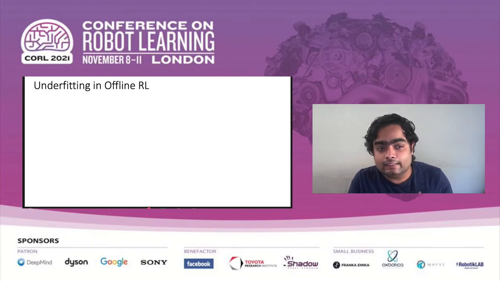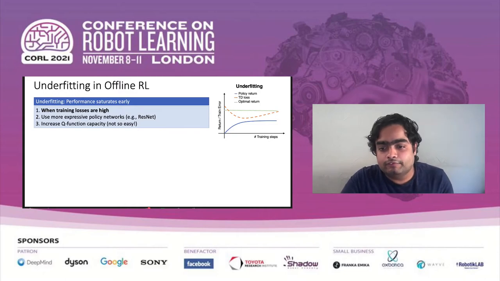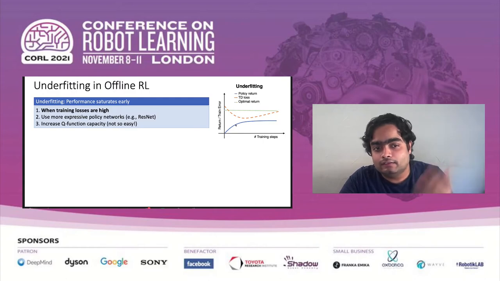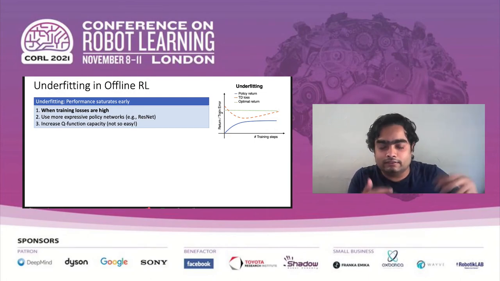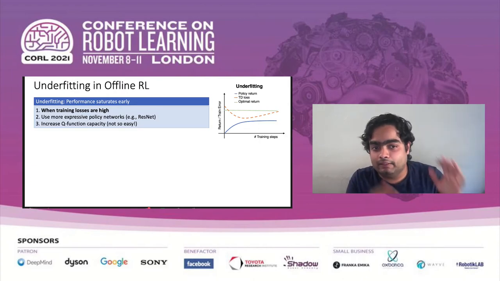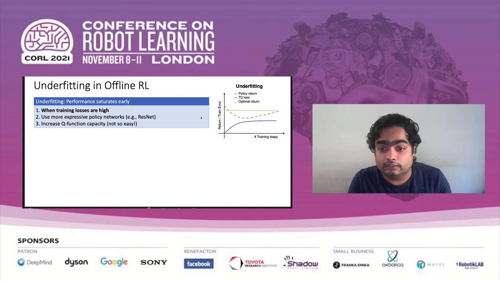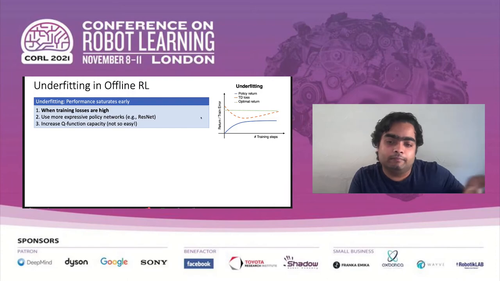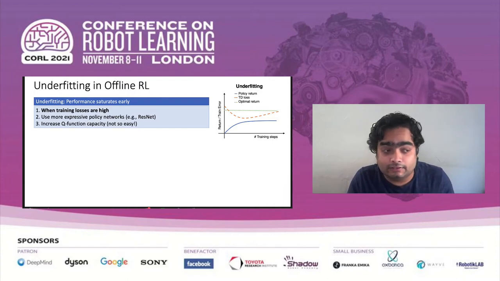Next, let's try to understand the case of underfitting. In the case of underfitting, the performance is just worse and does not increase too much with more training. To measure underfitting, again, a very simple thing ends up working, and we show in the paper why it works. You could track the values of the training losses, such as the training temporal difference loss, over the course of training. If this loss is high and does not decrease too much, and the Q values are not reducing, so there's no overfitting happening and the losses are high, then we could say that underfitting is happening. We show this theoretically as well. To fix underfitting, we can either use big policy networks or increase the capacity of the Q function in some way, but that's not quite easy.